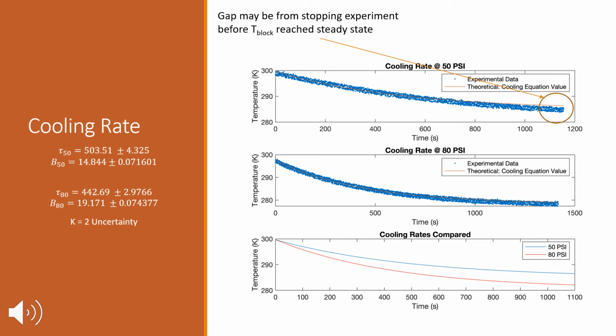So here we can see the cooling rate for the 50 psi and the 80 psi cases. As you can see from the graph, it appears that the 80 psi case will have a much faster cooling rate than that of the 50 psi. This is because the increased pressure is going to drive more working fluid through the system. On the left, you can see the taus that we calculated as well as the Bs that we calculated with their k equals 2 uncertainty.